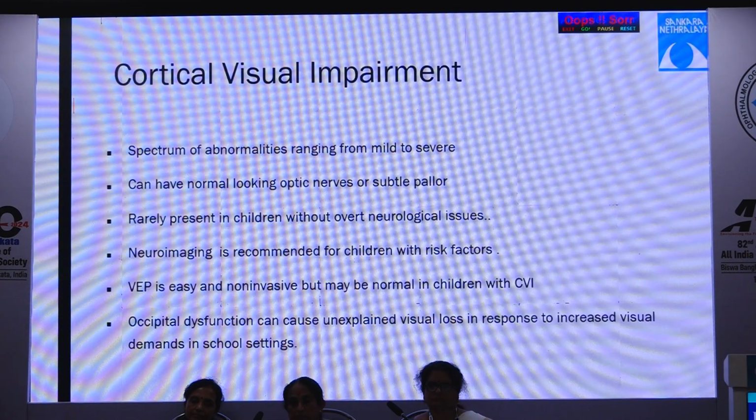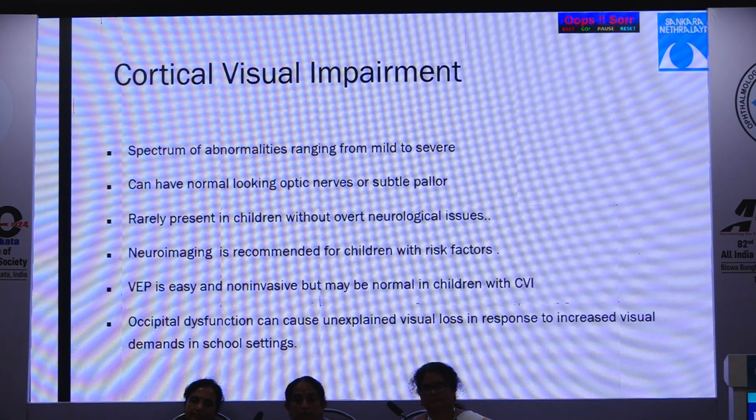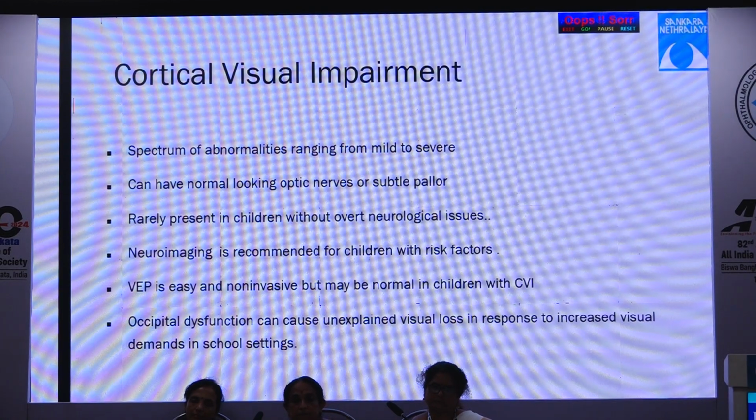So the spectrum can range from mild to severe. You can have motor involvement, you can have a CP-like picture, you can have absolutely normal high-functioning CVIs also. Optic nerves almost always look normal, or there may be a subtle pallor, but there are overt neurological issues almost always. So neuroimaging is essential. VEP is easy and non-invasive, but may not be very informative if you are looking at CVI.